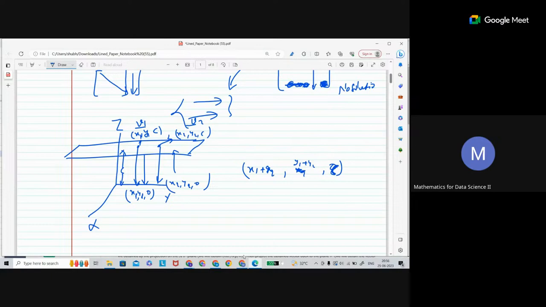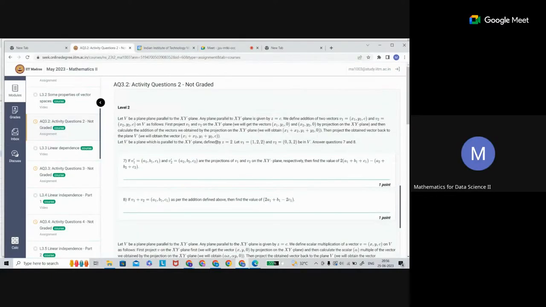Is it clear? Yes, sir. Now, how the operation is defined: only the addition is defined here. Okay. Now addition is defined. So find the value, find the value only. So V prime is exactly what is being said here.